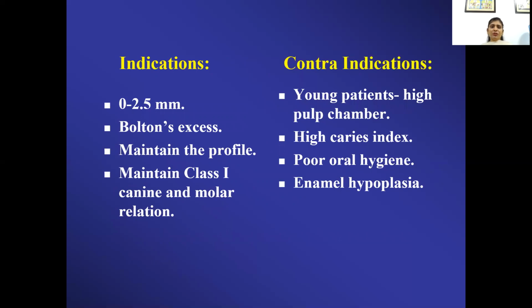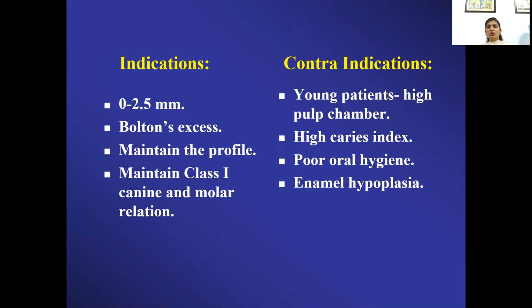So the indications of this method include mild to moderate cases of crowding or 0 to 2.5 millimeter of tooth size arch length discrepancy. Whenever there is Bolton's excess, we can correct that by proximal stripping. And very important is, whenever the patient's profile is good, it is well balanced and we need to maintain the class 1 canine and molar relationship, in all those patients, we can align the teeth, we can carry out the orthodontic procedure by proximal stripping.